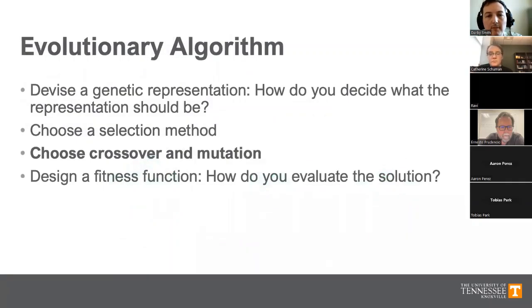So crossover and mutation are the mechanisms by which we're doing exploration in the search space. So we start with our original individuals that are randomly initialized. Crossover and mutation allow us to generate new individuals. So these are the reproduction operators.